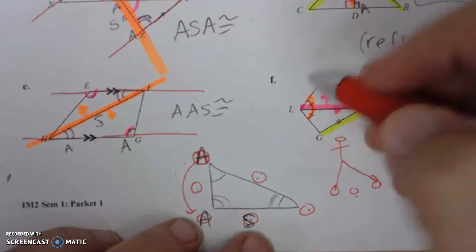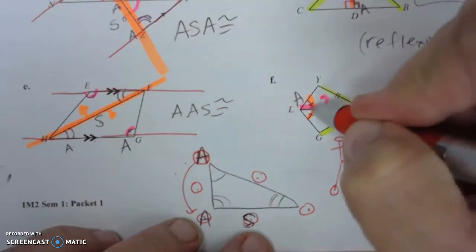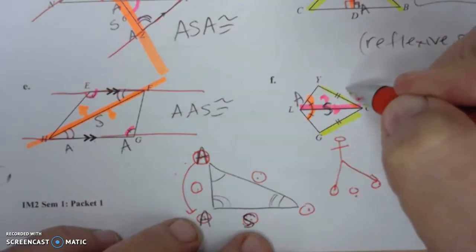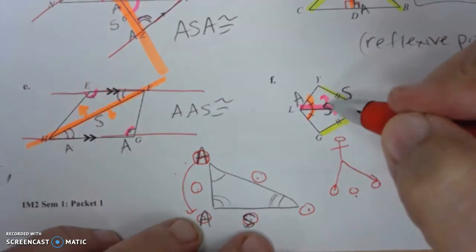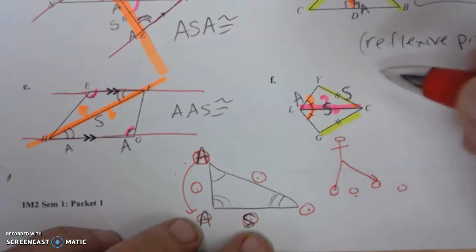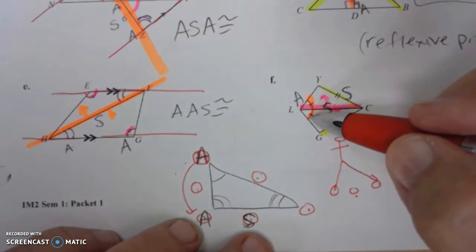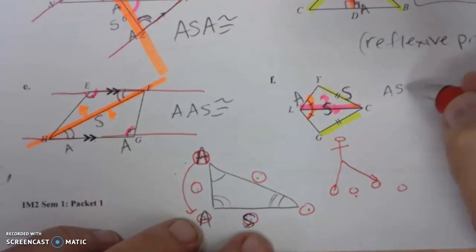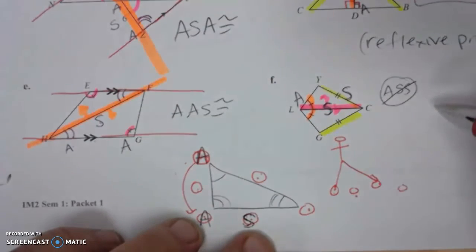I'm not using this side here, but I'm using this angle. I'm using this side, and I'm using this side. I have angle, side, side. Or if I use the bottom triangle, angle, side, side. Angle, side, side. Not allowed to do that.